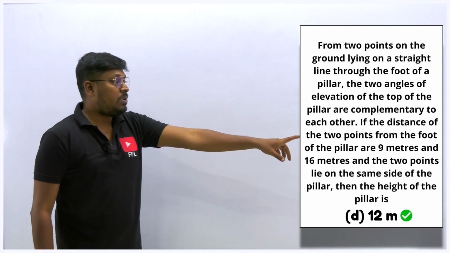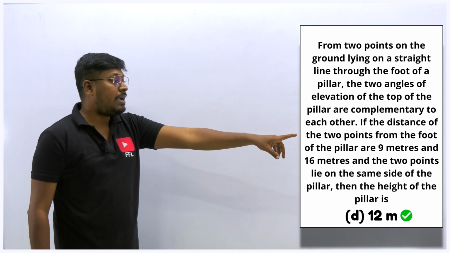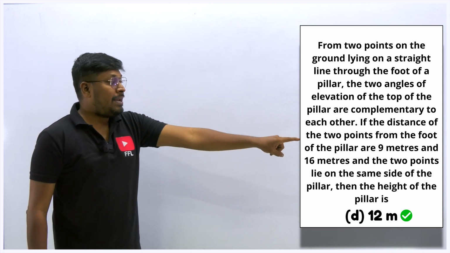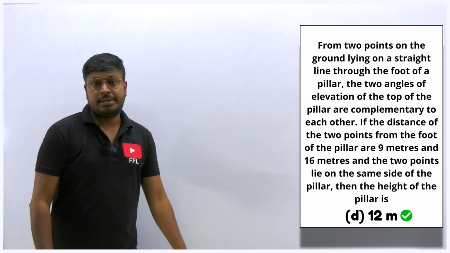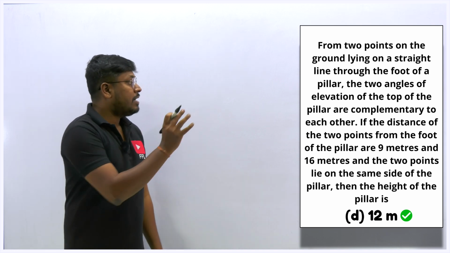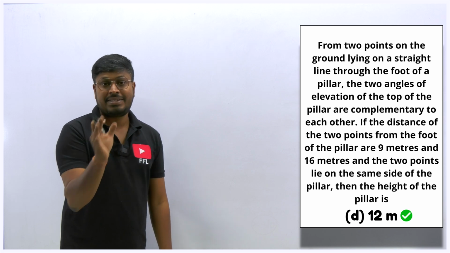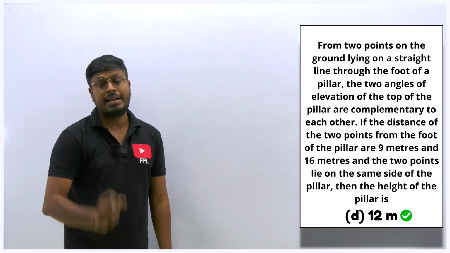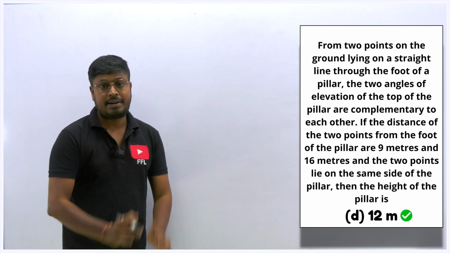Easy topic. What they are saying is 2 angles, and you need to remember this: the angles are complementary to each other. So you have to know what is called complementary to each other. That means the two angles add up to 90 degrees. The first angle and the second angle total 90 degrees, which is called complementary angles.